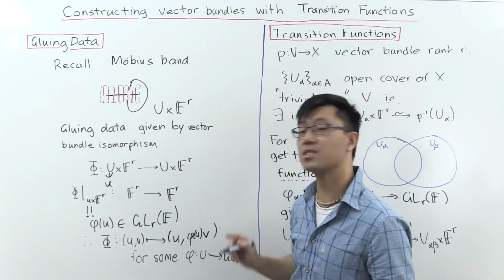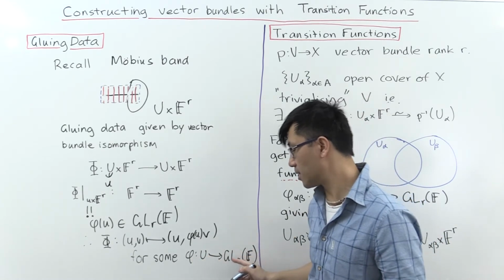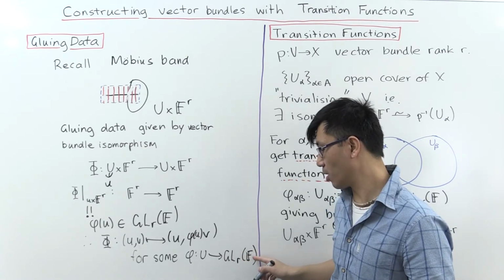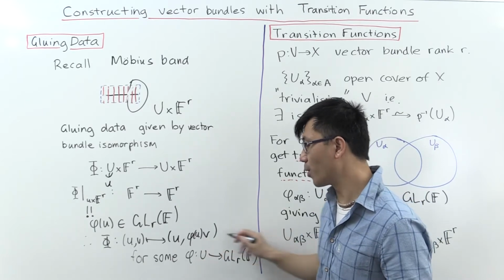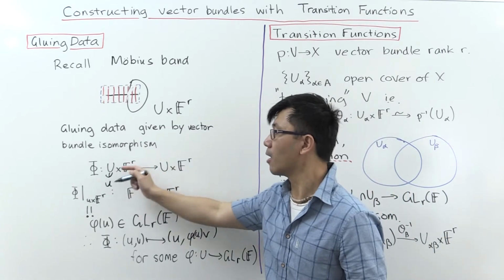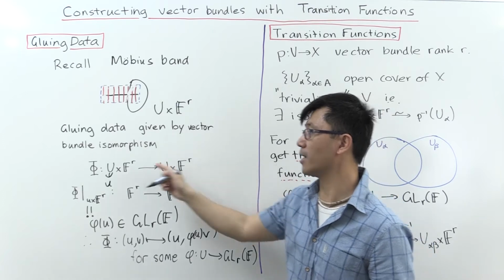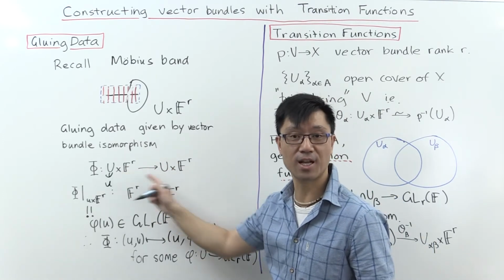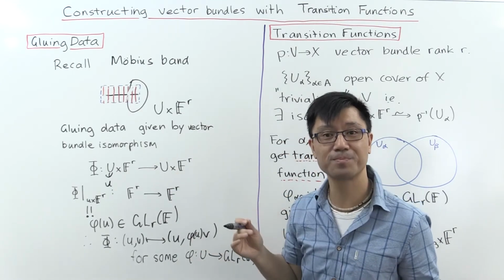So this phi of U, this is a function of U. So it's a map from U to the set of invertible R by R linear matrices with entries inside F. And this is the gluing data that allows you to glue this part of the strip to another part of the strip. And it gives you vector bundle isomorphisms when you have trivial vector bundles like this.